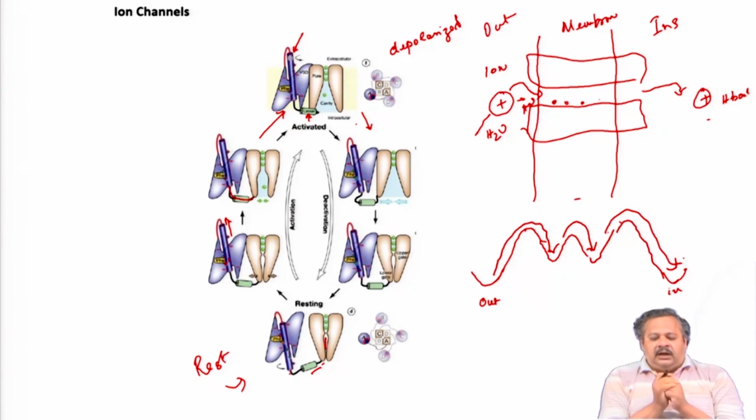And with that, let us in the next class talk about how the ligand gated receptors, or the ligand gated ion channels, which are the neurotransmitter receptors in the neurons, allow current flow into the neuron or current injection into the neuron.